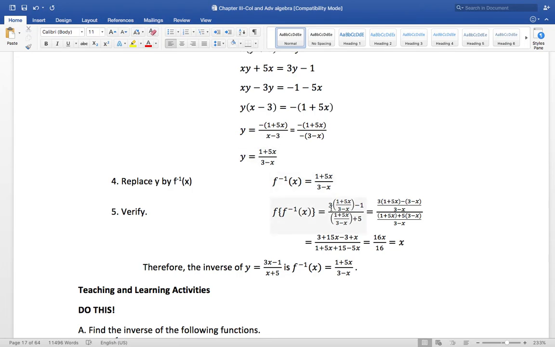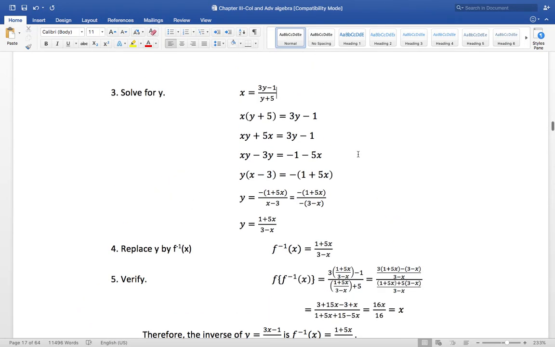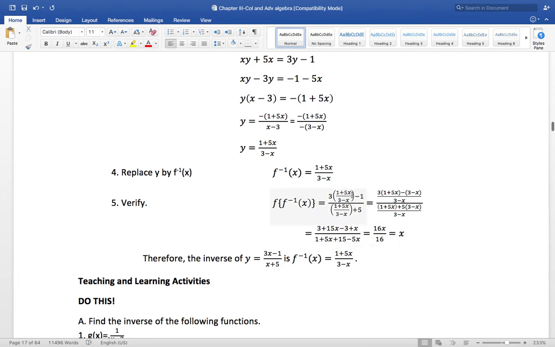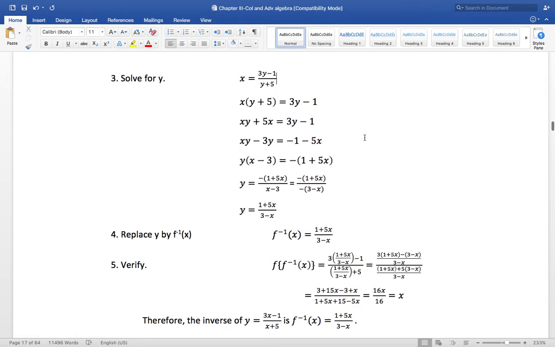And then we replace that with this one. So 3y, and we know that y is this. So we replace that by 1 plus 5x all over 3 minus x, minus 1. All over y again. So we have y. This is the value of y. 1 plus 5x all over 3 minus x plus 5. This is 5. Okay? Now, let's simplify this, the denominator and numerator.